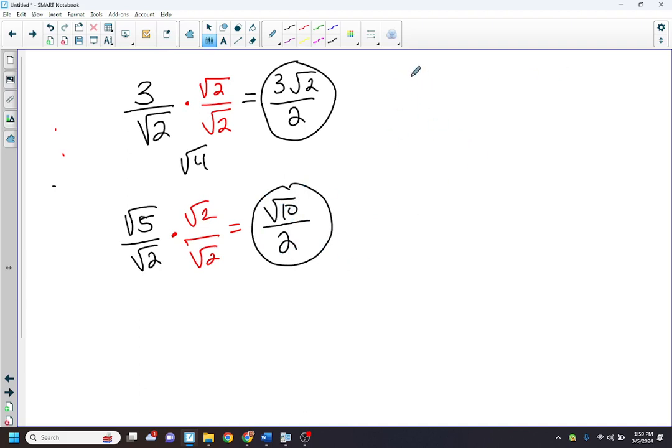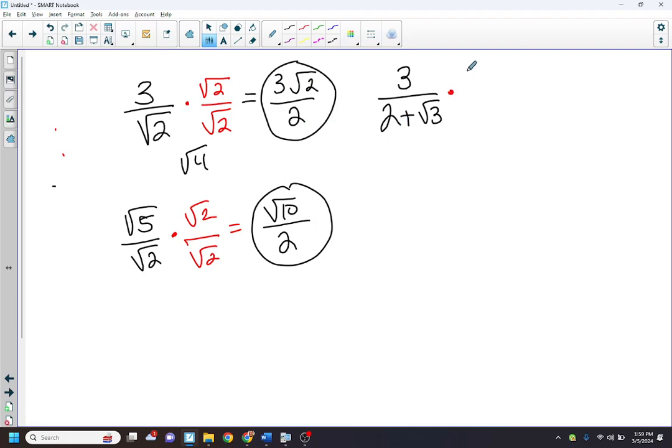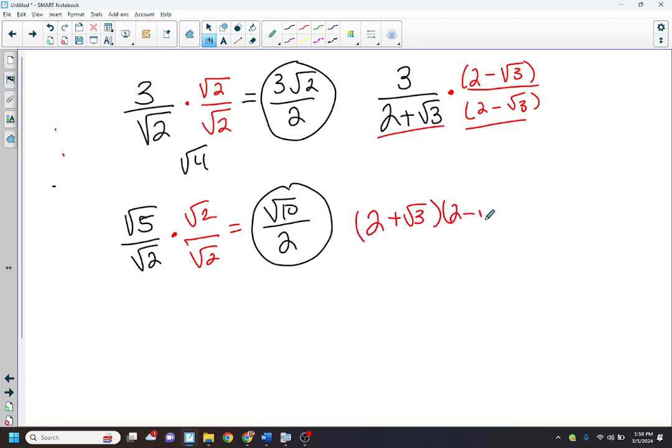If you have a situation where there's a plus sign in the middle, so let's say 3 over 2 plus root 3, or a minus sign, you have to use the conjugate. The conjugate is just the same thing but with a minus sign in between. So it's going to be 2 minus root 3 over 2 minus root 3. That's just how it works out, because if you FOIL the bottom, you'll see what happens. So 2 plus root 3 and 2 minus root 3.